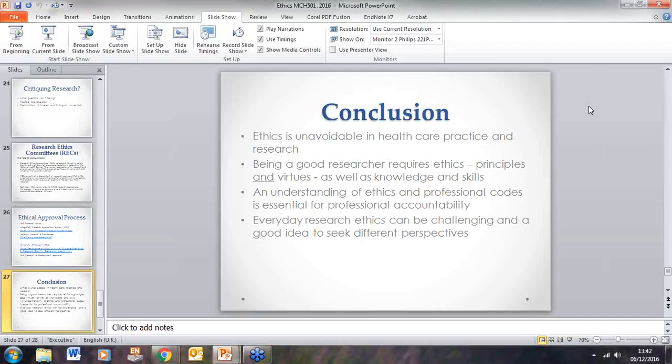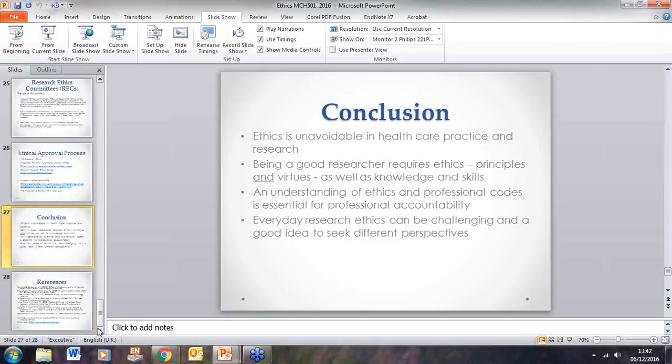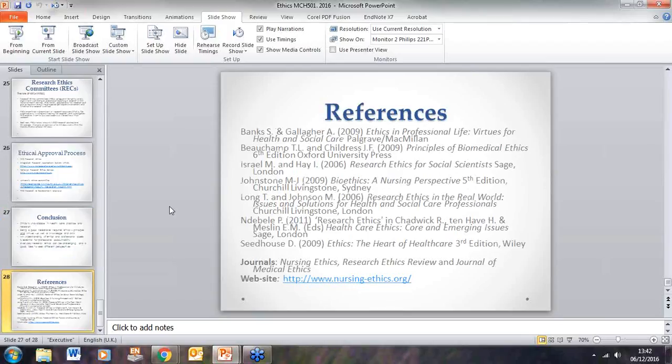An understanding of ethics and professional codes is essential for anybody who's professionally accountable. And everyday research ethics can be very challenging, and it's very good to look at different perspectives. Getting ethical clearance for a research study is fraught with complexity, but it can be a very interesting process to undertake.